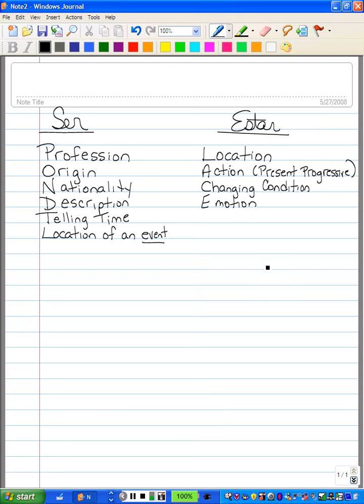So if you want to think of it as say it as a more permanent verb, and estar as a more changing verb, you can do that. What I mean by each of these is this. If you say, for example, I am a teacher, teacher is a profession, so you're going to use ser. So you would say, yo soy profesora.